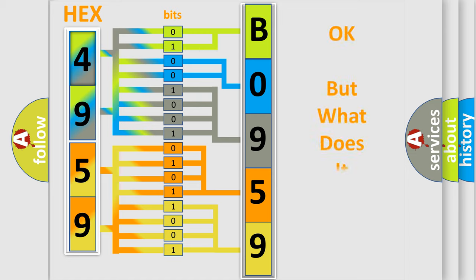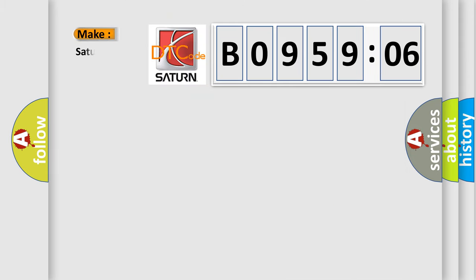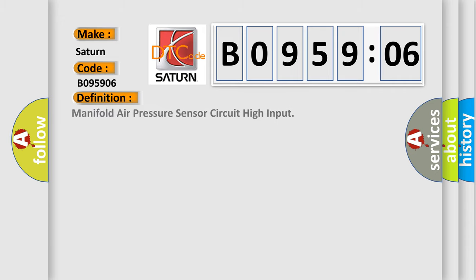The number itself does not make sense to us if we cannot assign information to what it actually expresses. So, what does the Diagnostic Trouble Code B0959-06 mean specifically for Saturn car manufacturers? The basic definition is manifold air pressure sensor circuit high input.